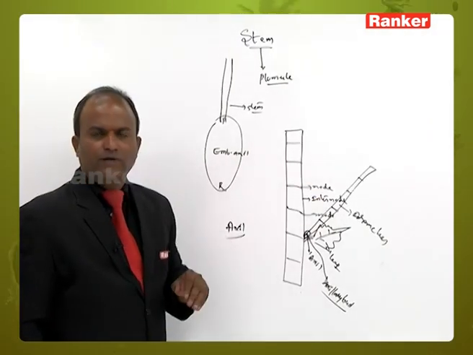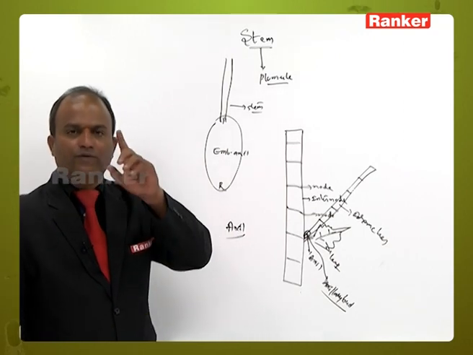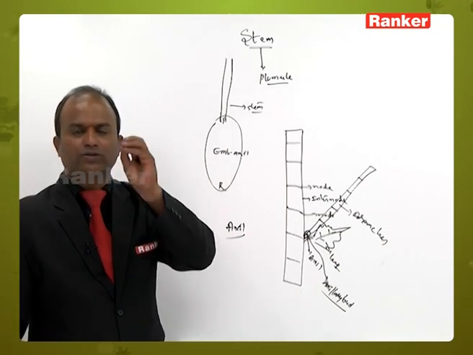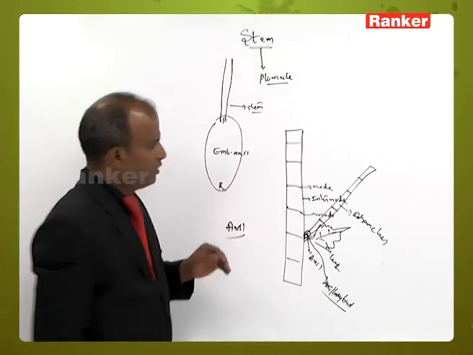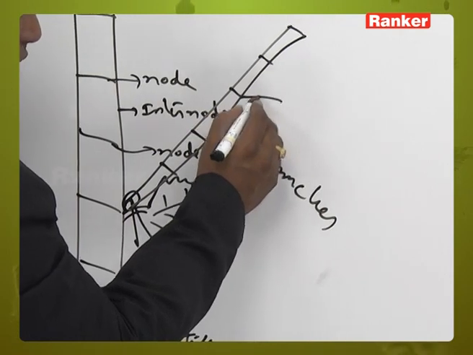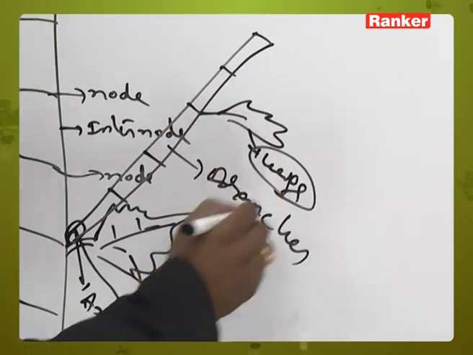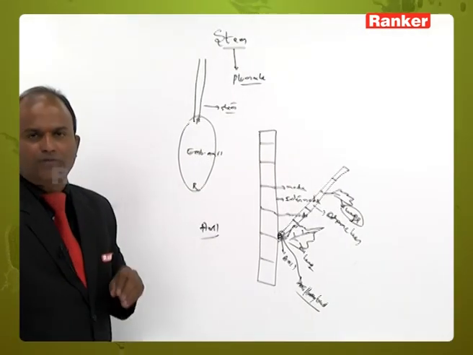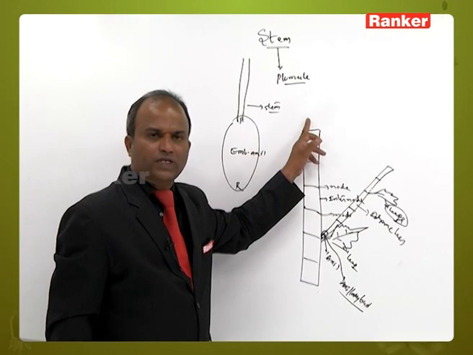Are leaves developing from the nodes of the branches? Yes, from the nodes of the branches also the leaves are getting originated. From the node of the branches, leaves are produced.